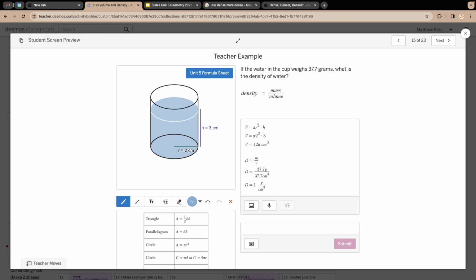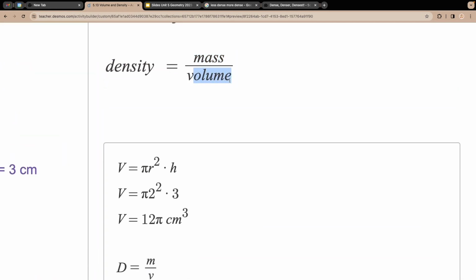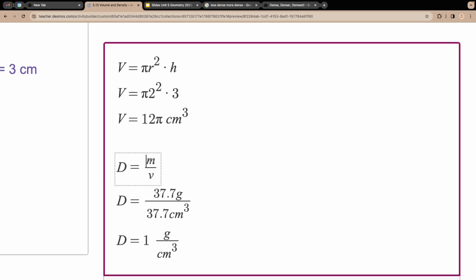So big ideas here. To find the density in geometry, first we're going to have to calculate the volume of our shape. So always calculate the volume of our shape. Then just do the mass divided by the volume to find density. But you've got to calculate the volume first. So look at the shape. What is the volume of that shape?